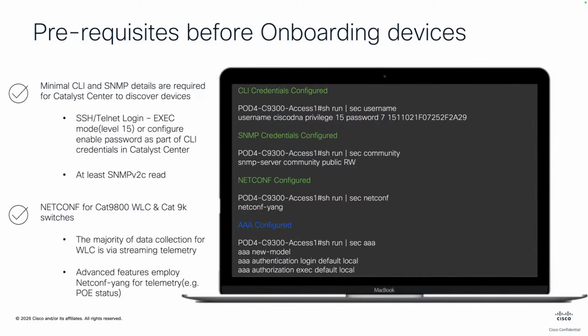Another prerequisite on your devices, if you already have devices running in your network as a brownfield, will be a few CLI commands that you need to know. First of all is the username with privilege 15, SNMP v2 or v3 configured. You can see the username that we have in here. We have SNMP community, and netconf is enabled for some devices such as 9Ks or 9800s wireless LAN controllers is needed. Netconf is the modern way to gather all the telemetry like PoE status, advanced wireless metrics. So make sure that this command, the netconf YANG, is configured there, and also AAA authentication is configured as we showed.